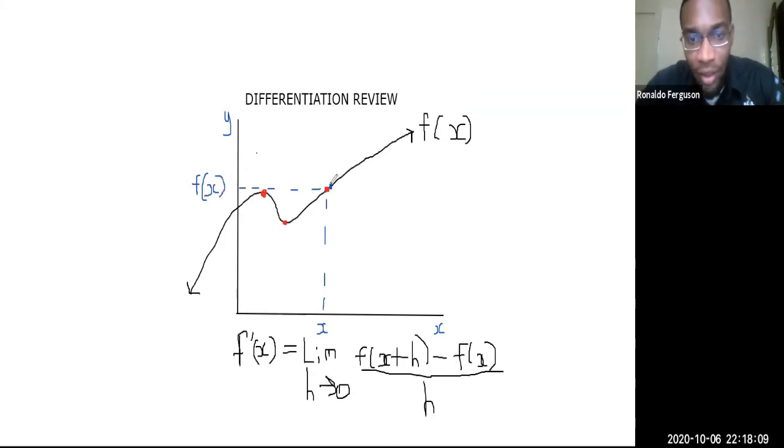Now right here, this point is very, very close. So if x is 3, this point could be 3.000000001. It's very close to it. All right, so let's magnify this graph now. So imagine that we magnified it now.